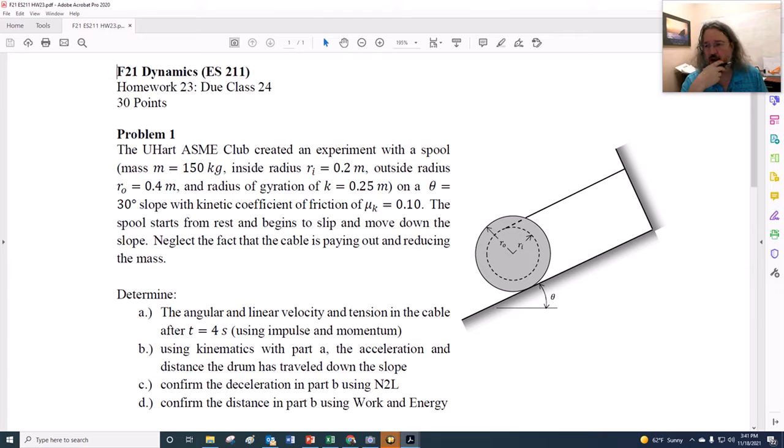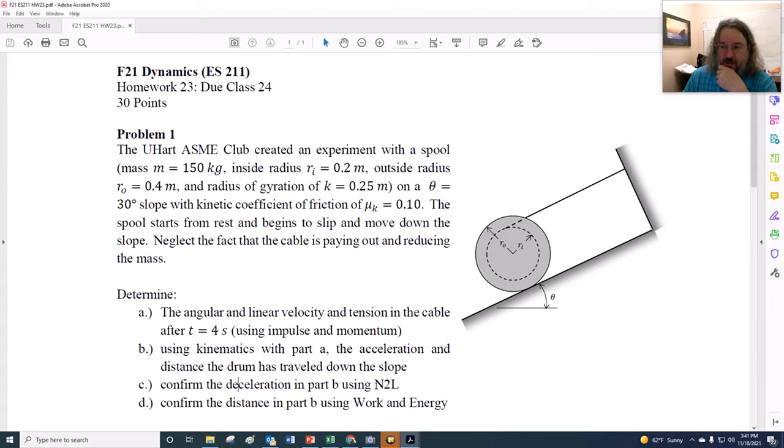Then we want to use kinematics to figure out what the acceleration is. I think I accidentally wrote deceleration. I need to fix that, so I'll make sure I fix that before I post the problem. But it should be accelerating, because it starts from rest and starts moving.